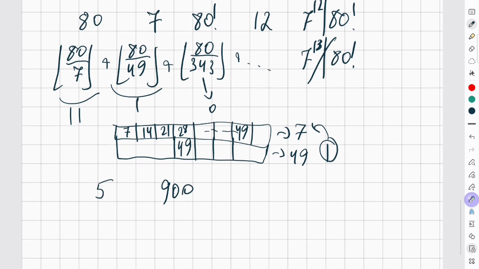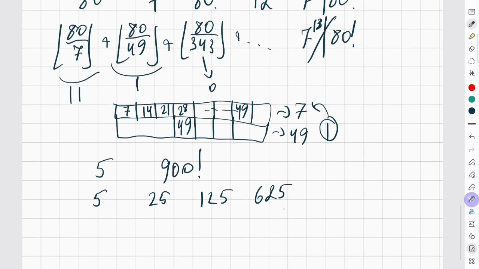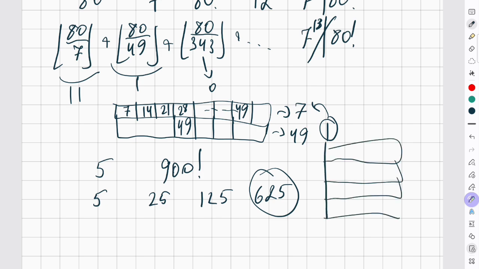Let's say we have 905. In this case 5 can divide some numbers inside 900 factorial. We have 25 that does the same thing, also 125 and 625. As you can see, 625 can be divisible by 5, 25 and 125 at the same time, as well as itself. So that is why for 625 we just add the fourth row here. Let me do it more properly: 1, 2, 3 and 4.